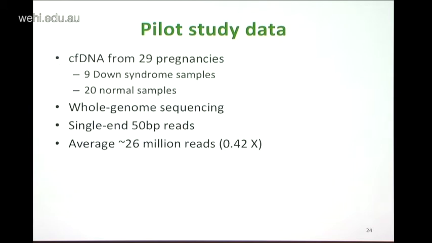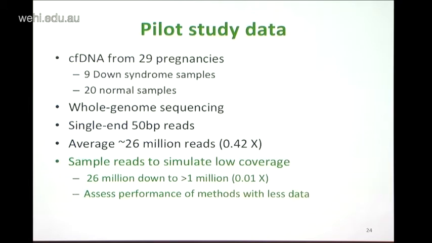All of these, the cell-free DNA, went through whole genome sequencing on a HiSeq 2000 machine, which spat out single-end 50 base pair reads. We started with an average of about 26 million reads per sample. This comes to quite a low coverage of 0.42-fold average coverage of the genome.